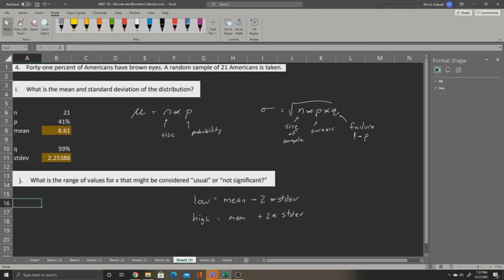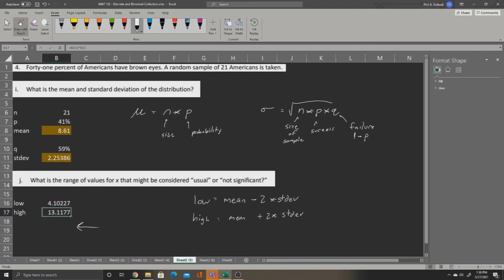cells for problem J. We'll say that our low value equals, we click the mean, subtract 2 multiplied by the standard deviation. This gives us a low value of about 4.1. Our high value will be the mean and then add 2 multiplied by the standard deviation. Press enter, and we'll get a high value of about 13.1. So we'll say that our usual values, or not significant values, will be between 4.1 to 13.1.